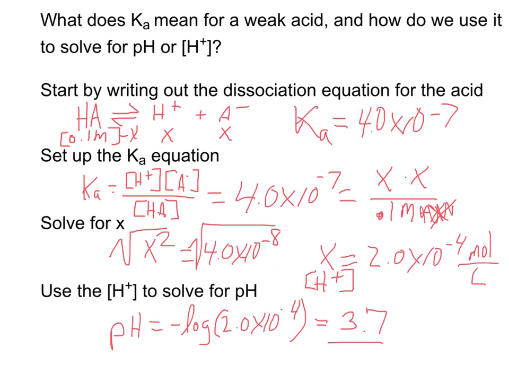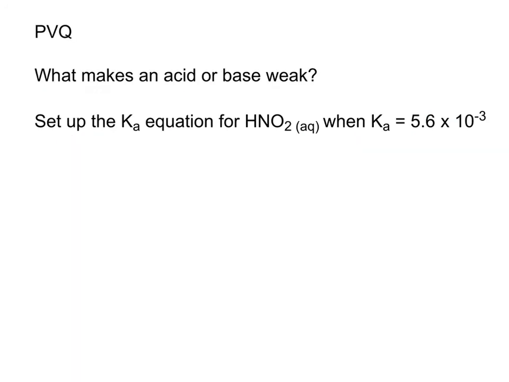All right. So the first PVQ question you have tonight is what makes an acid or base weak? And then the second one is to set up the Ka equation for HNO2 when Ka equals 5.6 times 10 to the negative 3. We're not actually asking you to solve for anything, just set it up. We just want the generic setup equation using x's, so you're not going to have numbers. You're going to write out the dissociation reaction for that acid, and then say Ka equals whatever divided by whatever, and that'll be your answer.